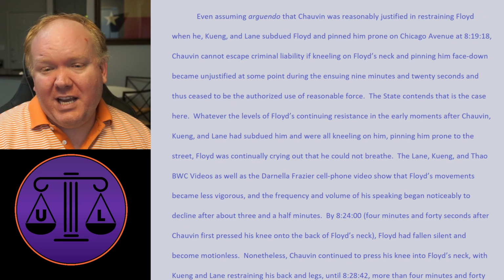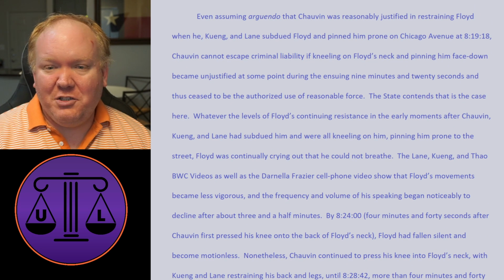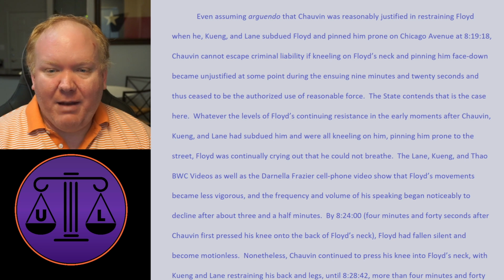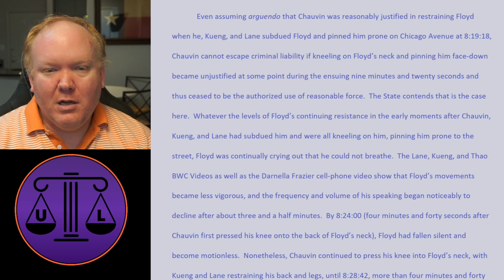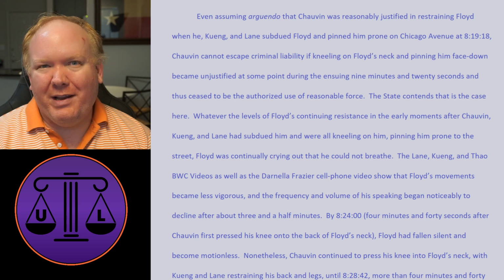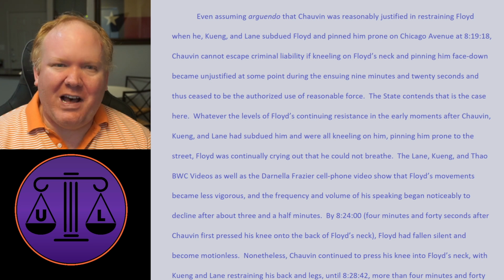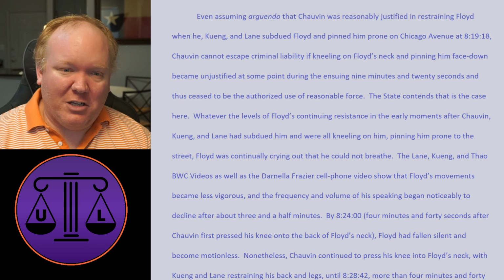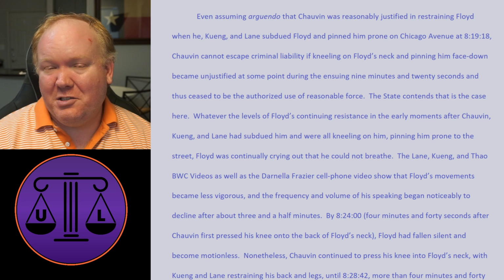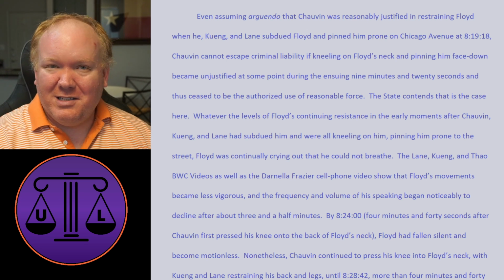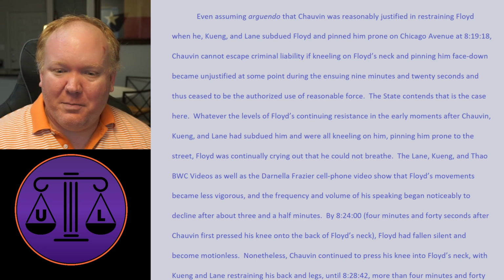Even assuming, for the sake of argument, that Chauvin was reasonably justified in restraining Floyd when he, Kueng, and Lane subdued Floyd and pinned him prone on Chicago Avenue, Chauvin cannot escape criminal liability if kneeling on the neck and pinning him face down become unjustified at some point. Right, so even if it was justified initially, it may have become unjustified at some later point and become unjustified to the point it constituted gross negligence. Just because you're doing things properly at one point doesn't mean that you're doing them properly at another point.